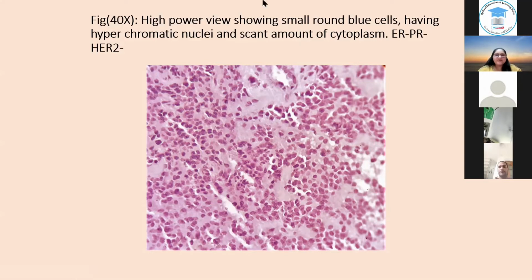So anyone ring a bell? What is the diagnosis of this case? And these cells were ER/PR HER2 negative, so they were TNBCs. So would anyone like to say what this type of morphology is? Yes, I'm getting a response.